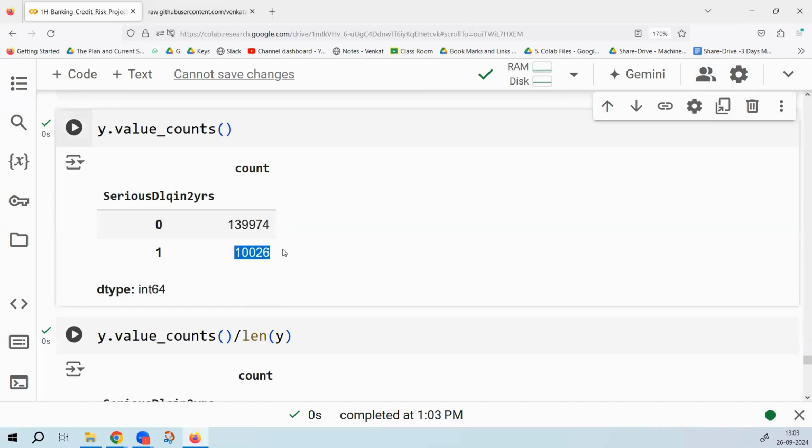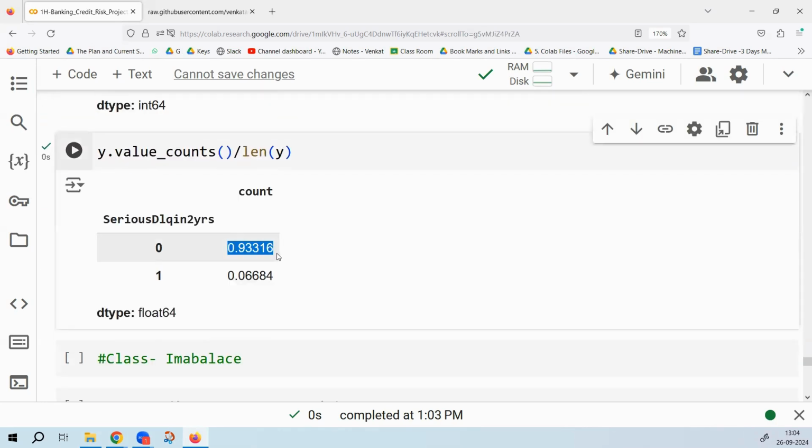When you are working with email campaigns, if you have sent emails to 10,000 people, responders and non-responders, do you think 5,000 will respond and 5,000 will not respond? Does it work like that? No, sir. Very few will respond. A lot of people do not respond. Similarly, here 93% are of one class and the remaining 7% are of the other class. There is class imbalance.